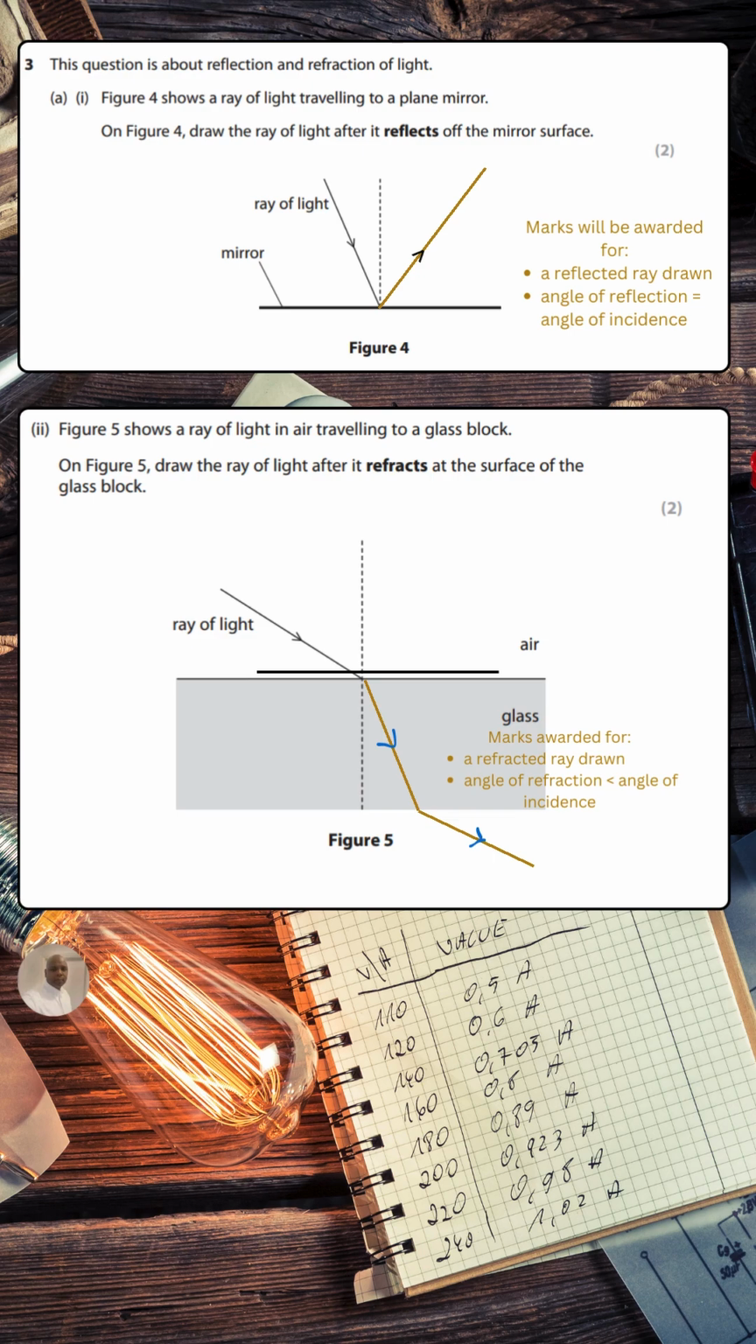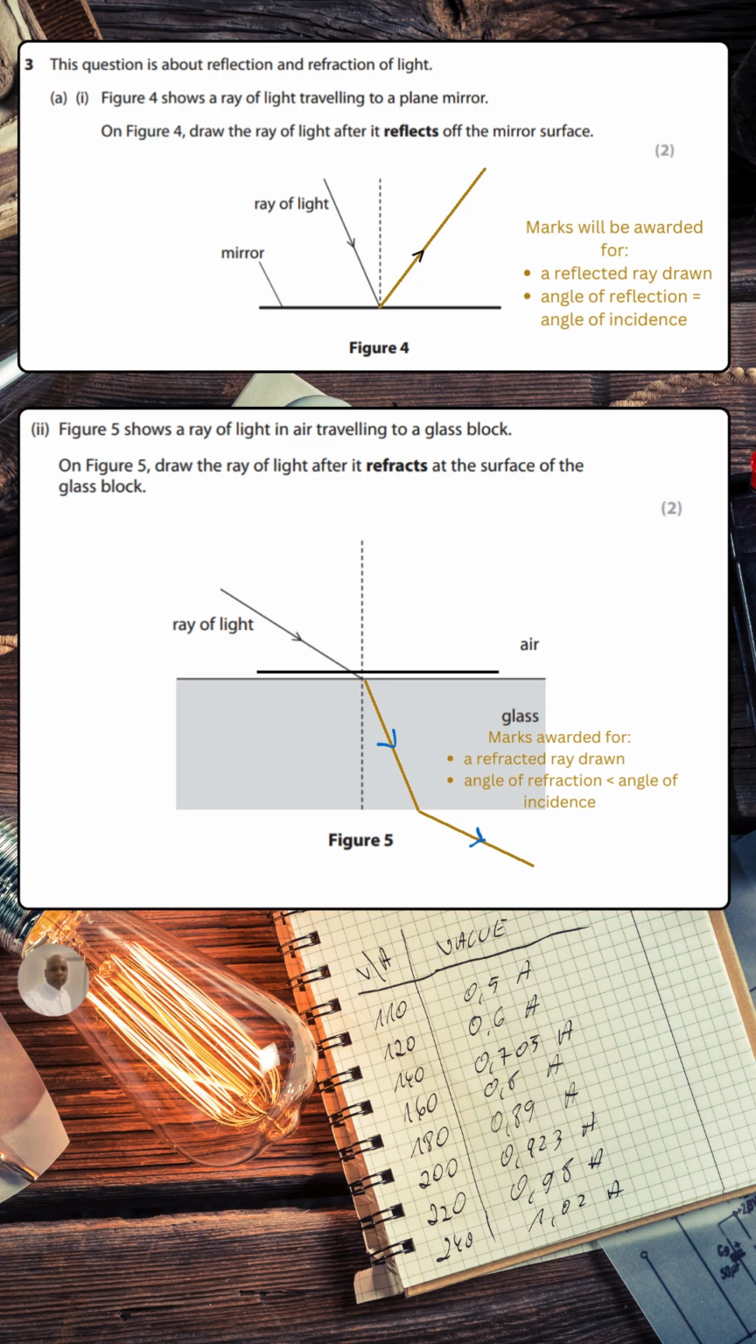Question 3 is about reflection and refraction, and for part A, you are asked to complete the following. It says on figure 4, draw the ray of light after it reflects. So therefore, you should know that the angle of incidence will be equal to the angle of reflection. So therefore, you need a ray. I need to know the direction in which it is going. I've already put the answer on the screen, so please pay attention to that one.